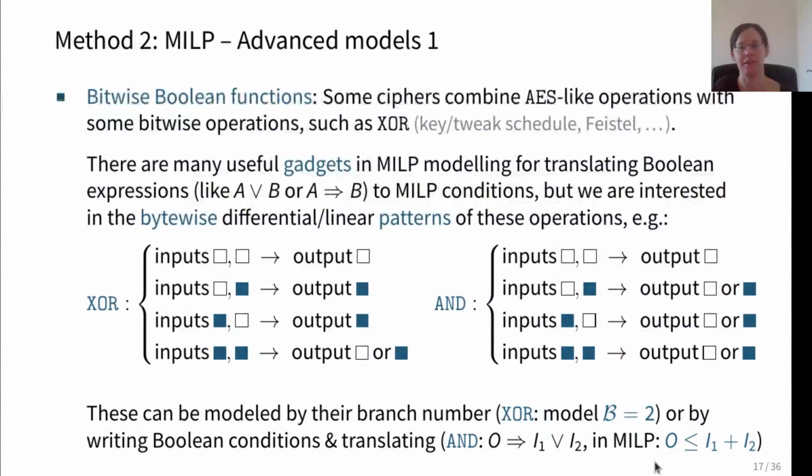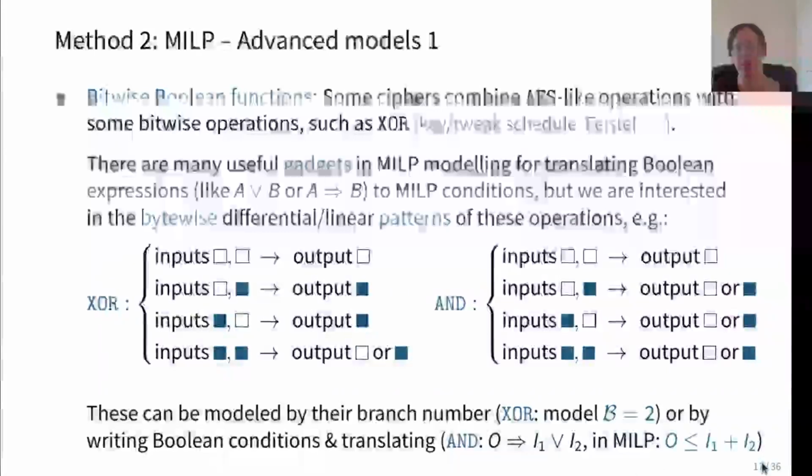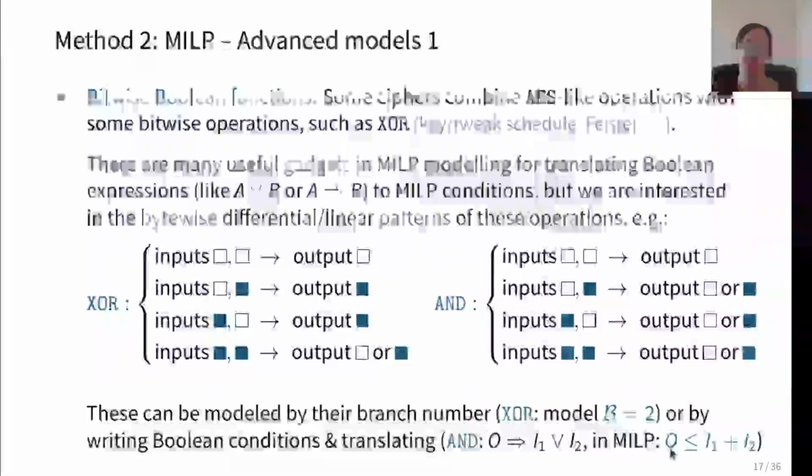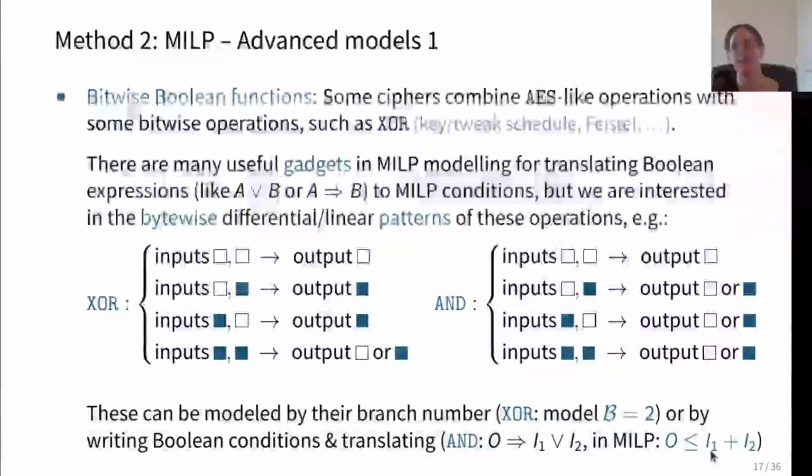How can we describe this in integer equations? Well, what this means is that if this value here is 1, then this value here must also be 1. If this one is 0, we don't care. And we can write this as an equation like this. We can say that the output bit must be at most as large as the sum of the input bits. Now, as soon as one of the input bits is 1, the sum here is 1 or 2. And for this to be larger, O can be 1 or 0.